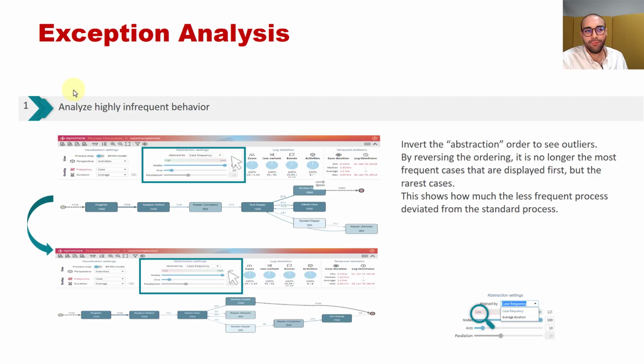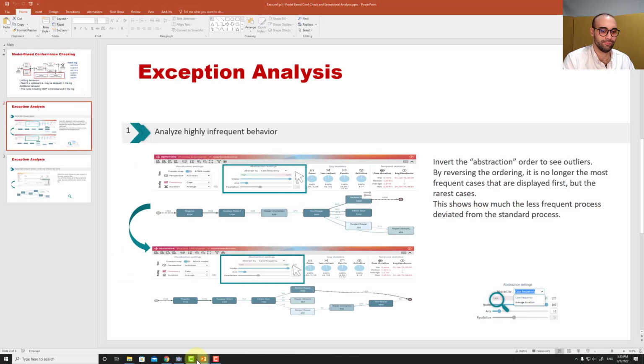The third type of conformance checking is the exception analysis. In the exception analysis, we are looking for the anomalies inside the event log. I mean that we are looking for behavior that rarely exists inside the event log. We can do that by reversing the highly frequent behavior to be the lowest frequent behavior, or highly infrequent behavior. Let's do that as an example.